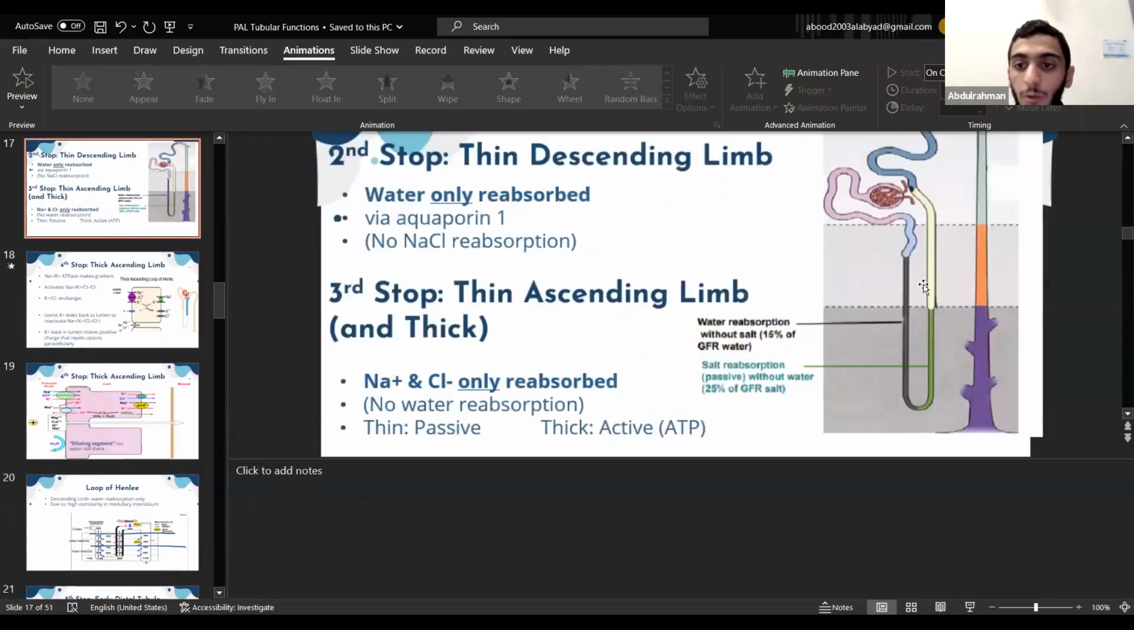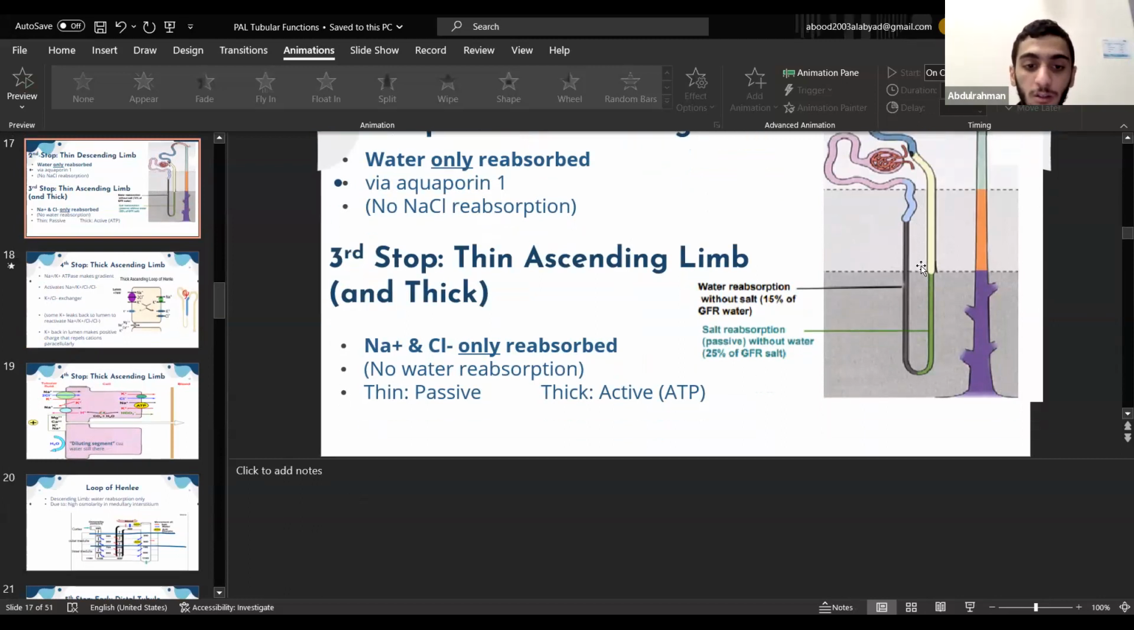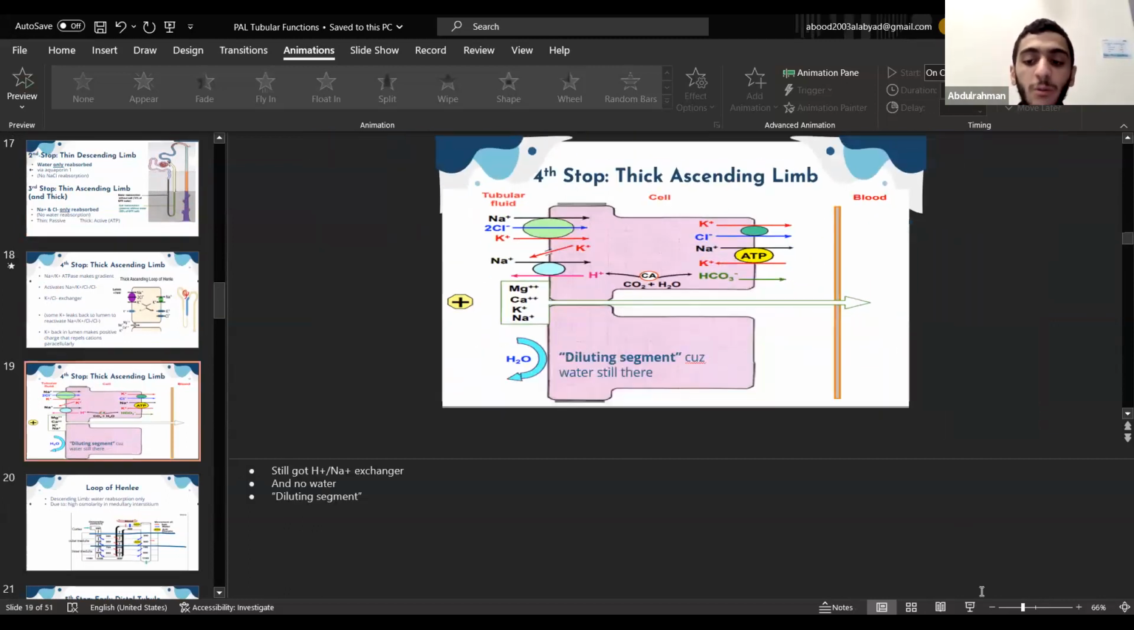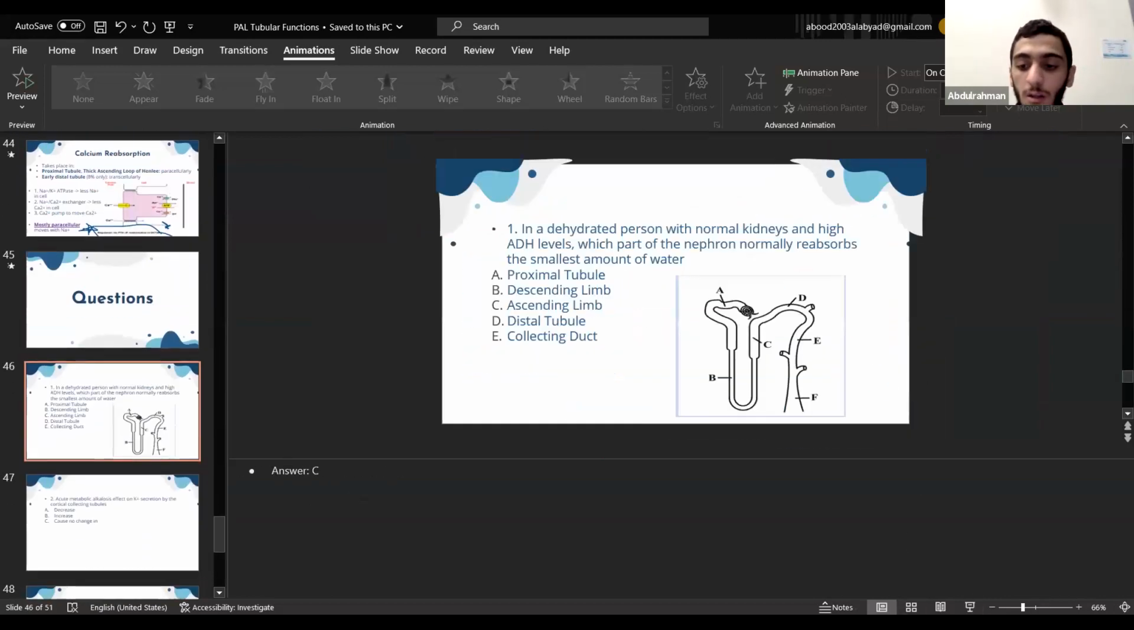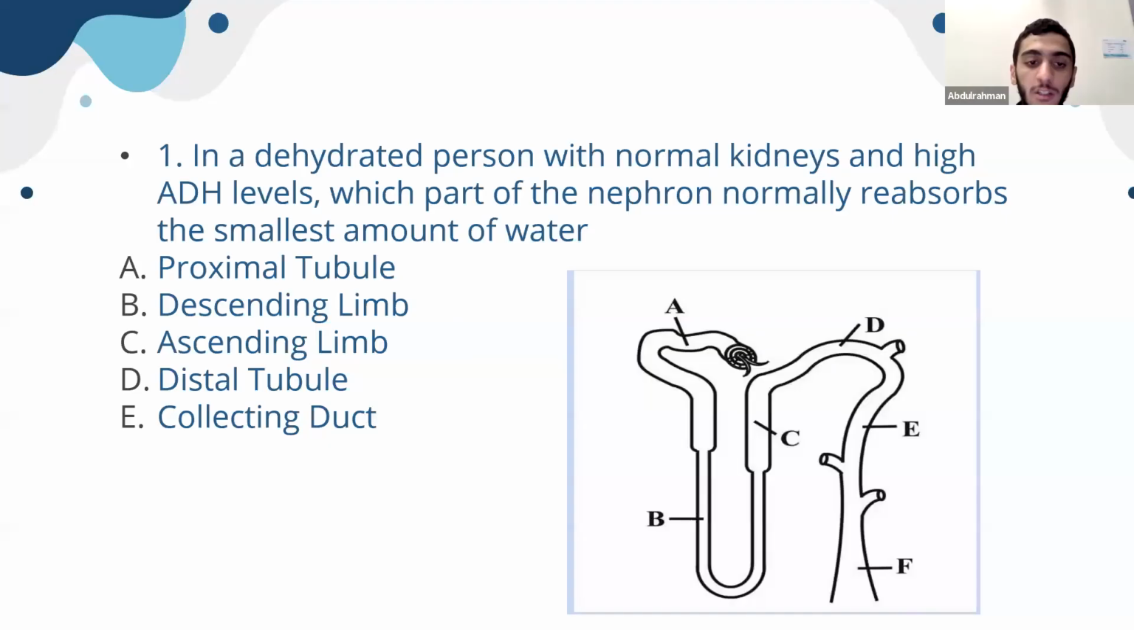So here, we're talking about the thick ascending limb. It only reabsorbs the salt. There's no water going to be reabsorbed. So that's why the correct answer here was C. But I think you got the idea. You probably got confused with the graph. I apologize if the graph was confusing. But did you get the idea of why it's C?